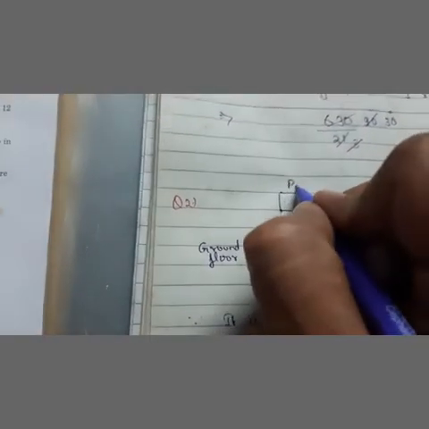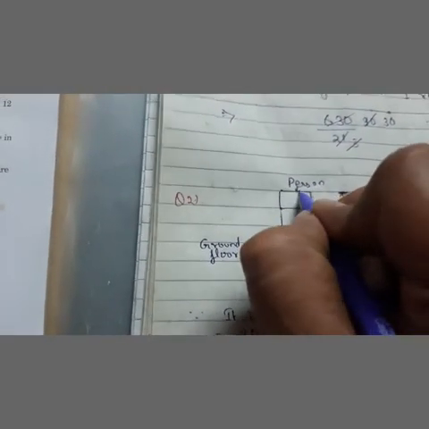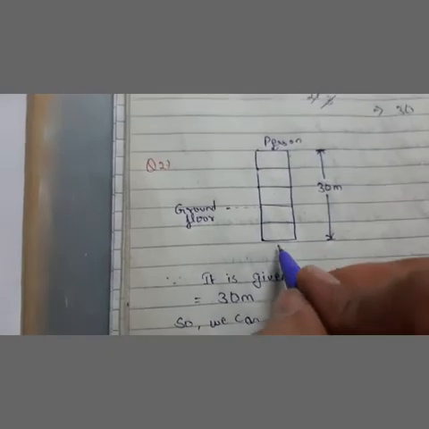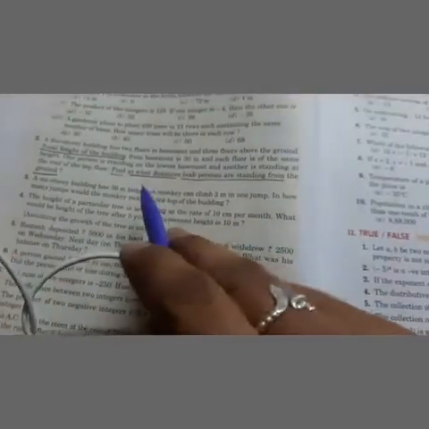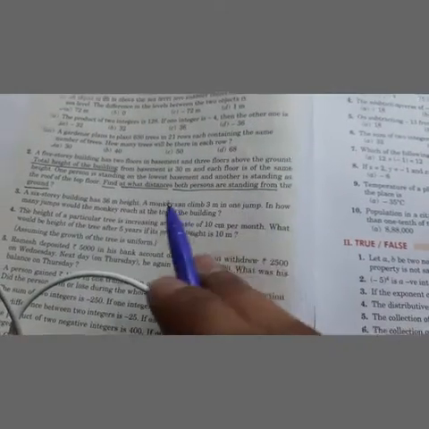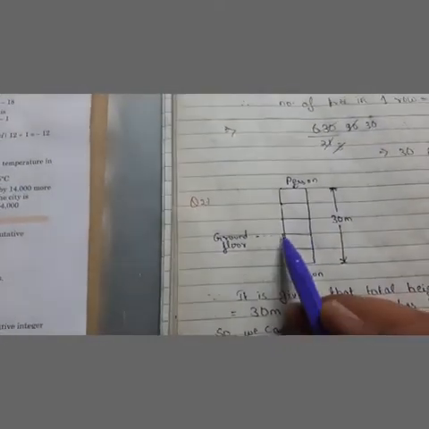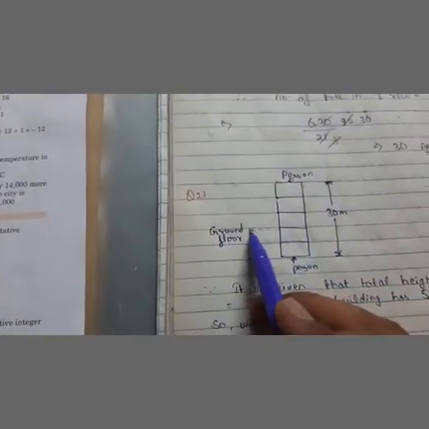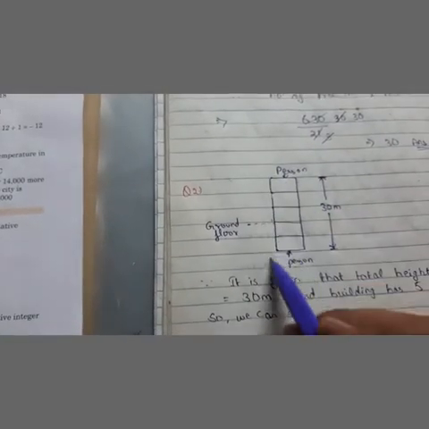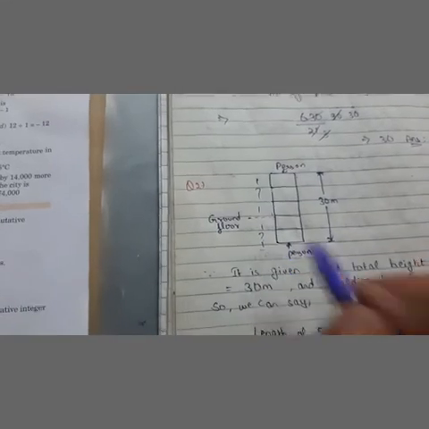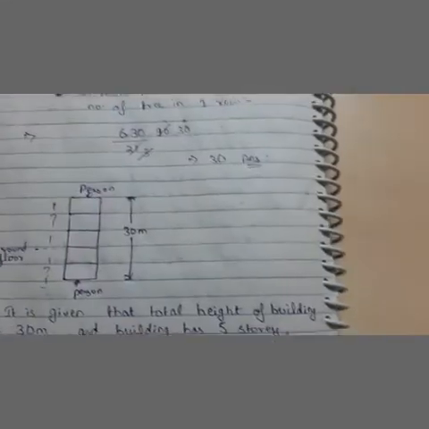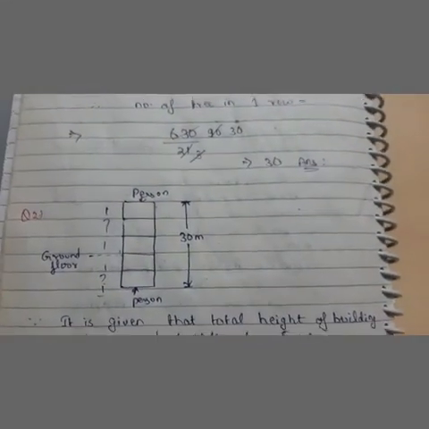Now the persons are standing here according to the question, and they are standing here also. We need to find at what distance both persons are standing from the ground, meaning from this ground floor, from this reference point, at what distance both are standing. This and this we need to find out. So once again, how will we write it mathematically?